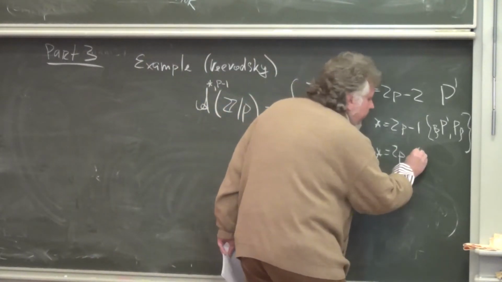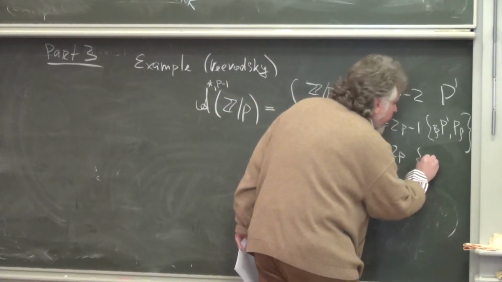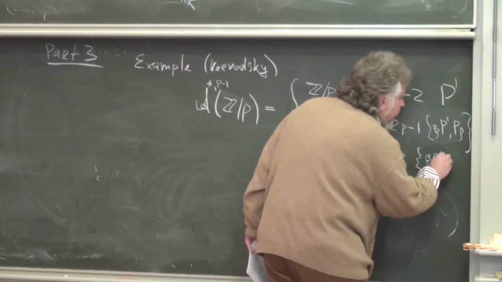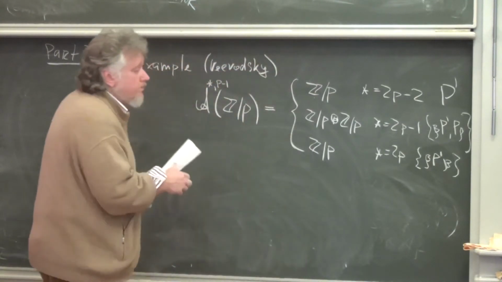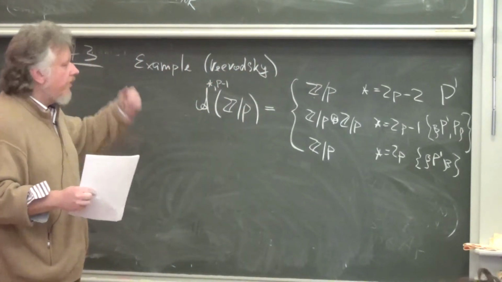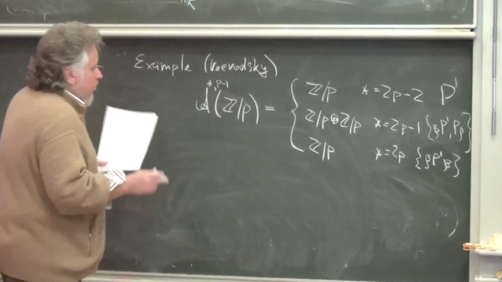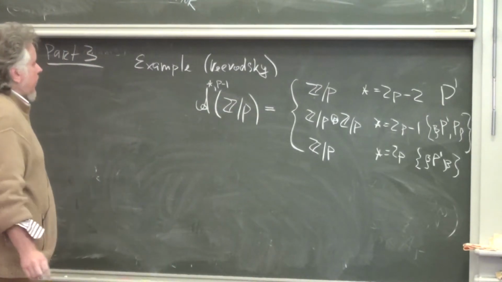And in the last case, we again have one generator. This is beta P1 beta. That's a composite of 3 operations. So that's the computation of the Steenrod algebra.